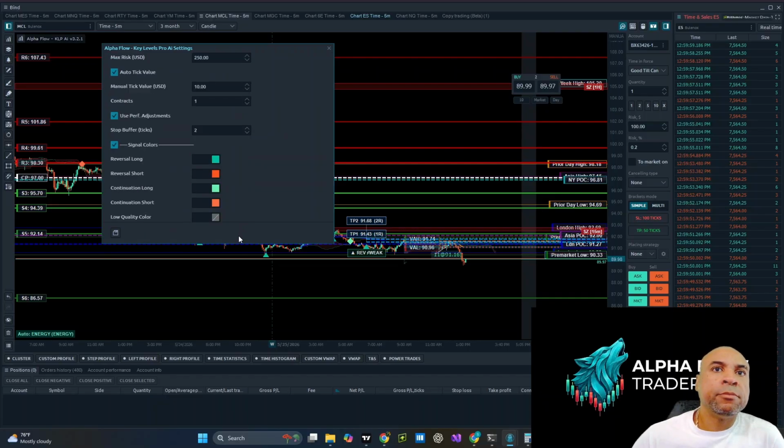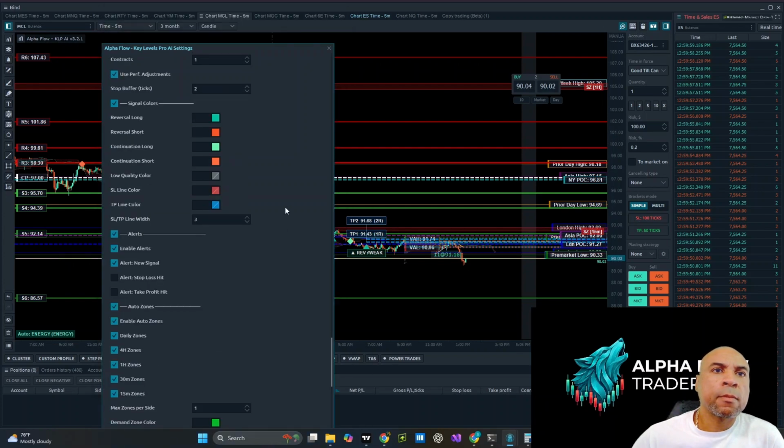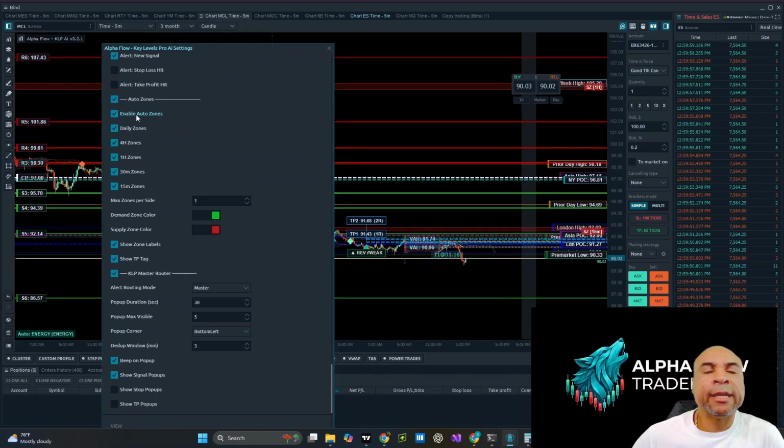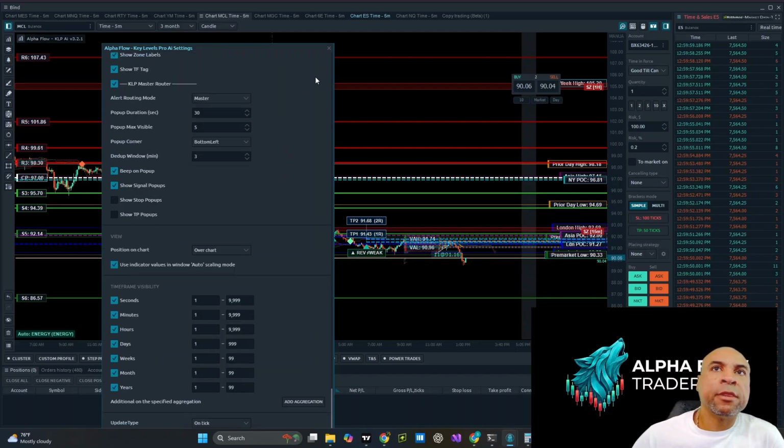And these are your settings for your supply and demand zones. So enable auto zones will automatically draw the supply and demand zones on the chart for you, and then you can pick and choose which zones you want on the chart, your daily, 4 hour, 1 hour, 30 minutes, or 15 minutes. All right, I think that is it.